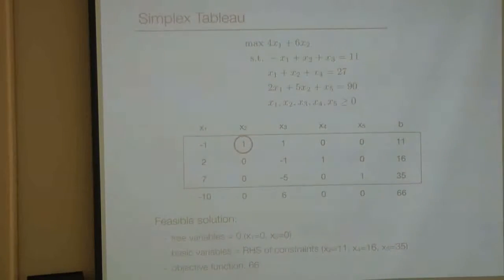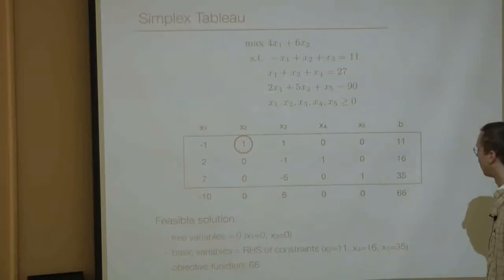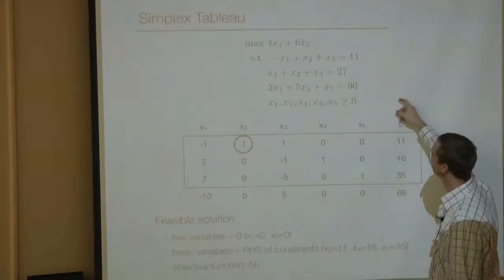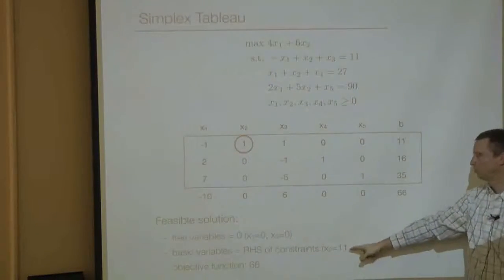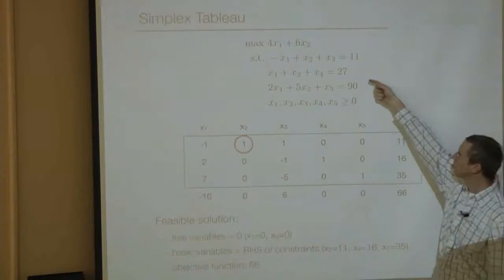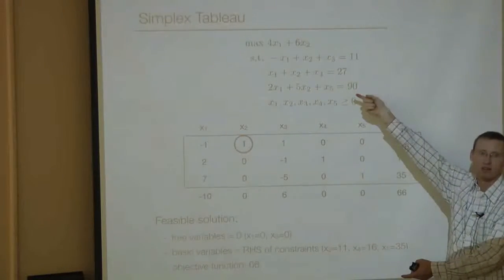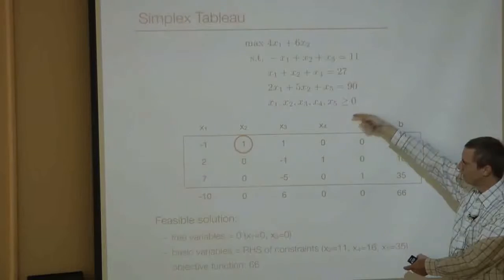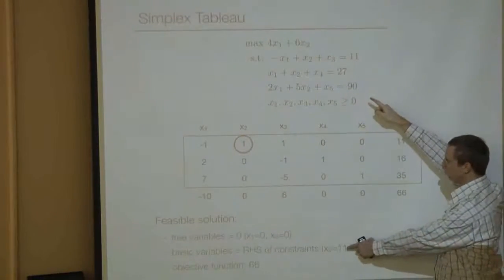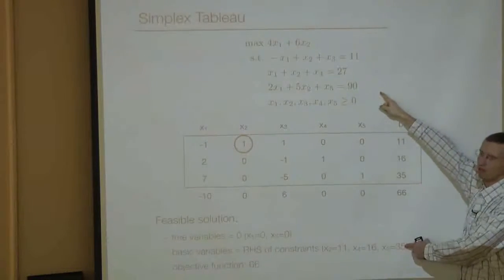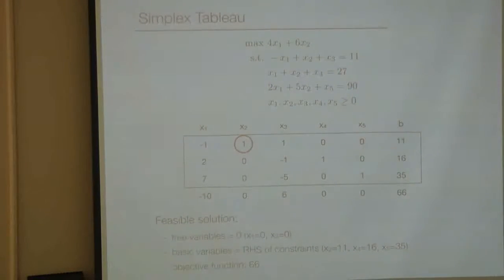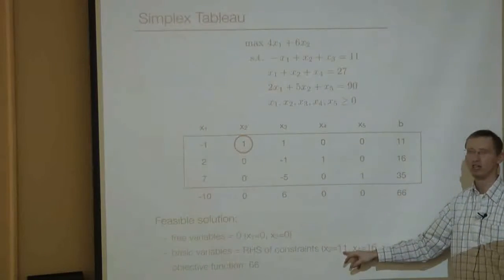Now, what we can see here is that, obviously, all constraints are satisfied again. So x1 and x3 are 0. So we must have x2 equal 11, which is satisfied. The second one says x1 is 0, x2 plus x4, 11 plus 16 must be 27, satisfied. We have 2 times x1, x1 is 0, 5 times x2, so 55, plus x5, 35 is exactly 90. So what we have done by this pivoting operation is we have found a new point in the solution space, which is characterized by x1 being equal to 0, x2 equal to 11.